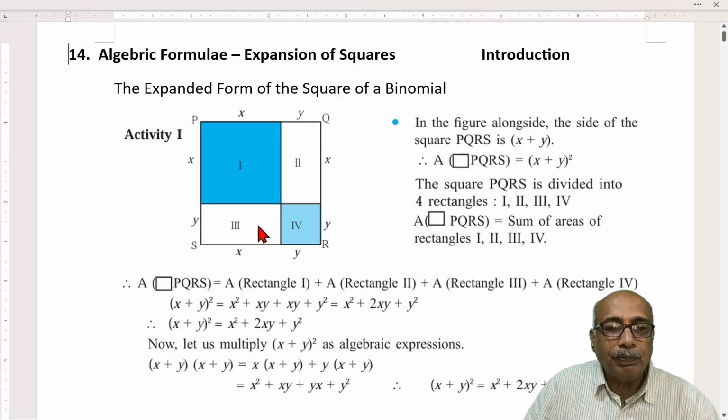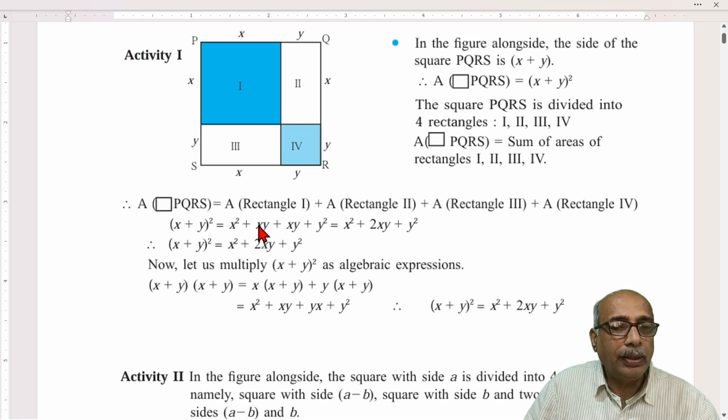So here in the figure alongside, we will calculate the side of the square PQRS as x plus y. Therefore, the area of quadrilateral PQRS is x plus y whole square. The square PQRS is divided into 4 rectangles, as I said, 1, 2, 3 and 4. The area of quadrilateral PQRS equals the sum of the areas of all the rectangles.